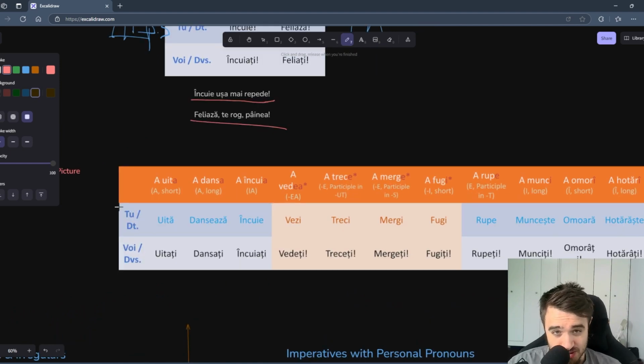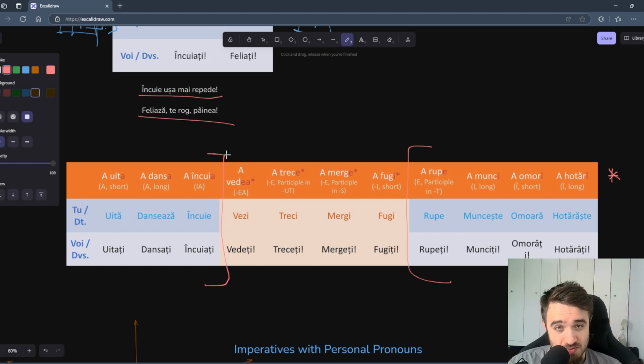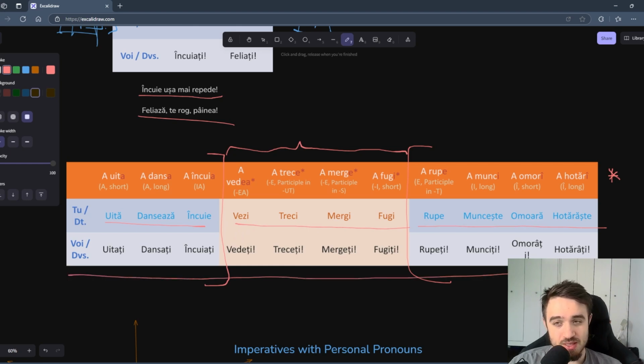Last time we covered the ones in blue, right? And today we covered the ones in yellow. As you can see, the ones in blue all use the third person for the "tu" form. And the ones in yellow use the second person in the "tu" form. Obviously, everywhere, I mean, if it wasn't clear already, it's the second person plural present tense, the same as the second person plural imperative. So nothing too crazy over there.